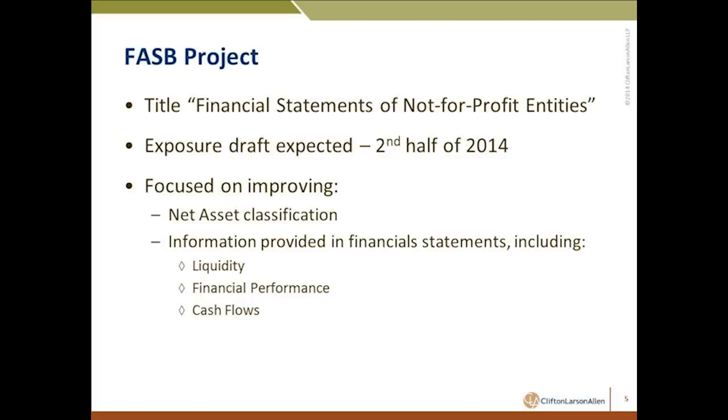Looking at the net asset classification and deciding that's complicated. People don't understand those three classes. They look at unrestricted net assets and think that means, oh, that's money that you can spend on anything, right? It's available. What do the restrictions mean? What does temp restricted mean? What does perm restricted mean?